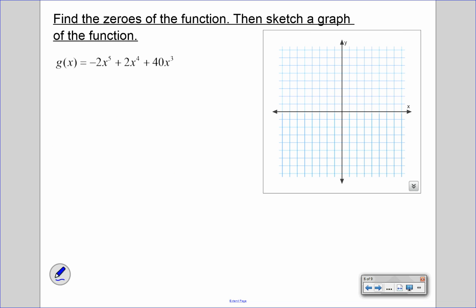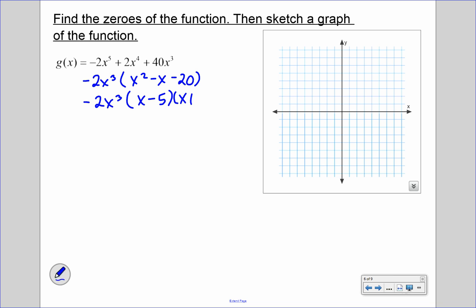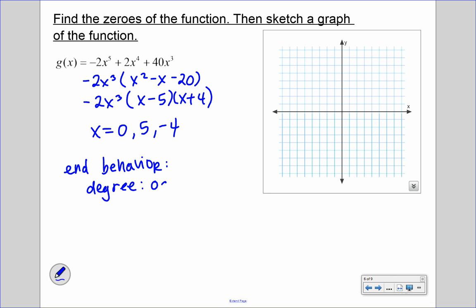So let's try another one of those. What we can do first is factor out a negative 2x cubed, and we have x squared minus x minus 20. Factoring that gives us (x minus 5) and (x plus 4). Set all of those equal to 0, and our intercepts are going to be 0, 5, and negative 4. Our end behavior is going to be based on our degree, which is odd, and our leading coefficient, which is negative. And that is going to be up and then down like that. So we're going to go through 0, 5, and negative 4.